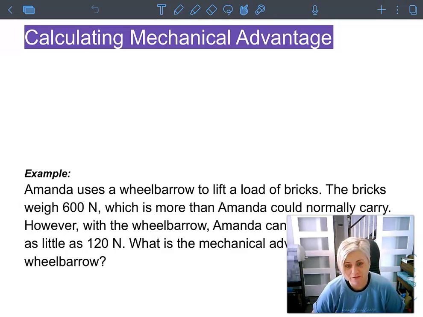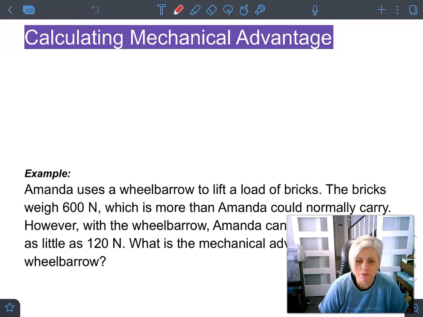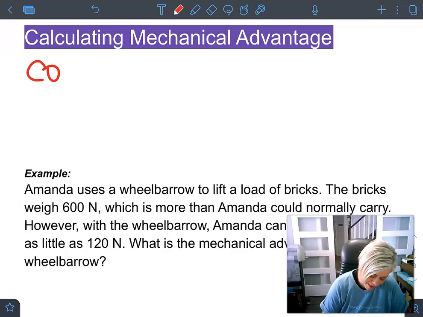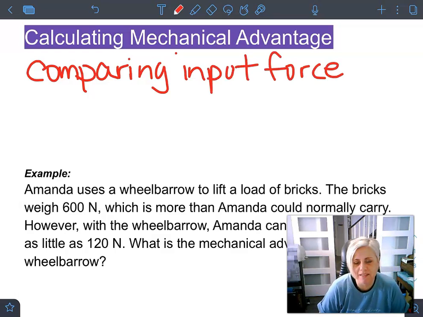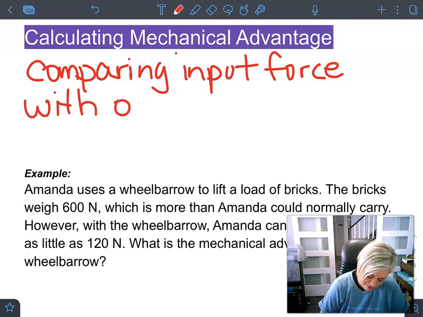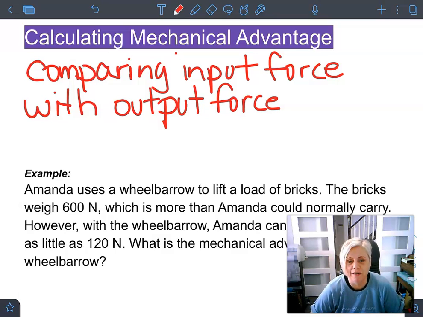Okay, so what is it first of all? Mechanical advantage is whenever you're comparing two forces. It's like a force ratio. We are always comparing the input force, which is done by the person that's using the machine, with the output force. And that's the force that the machine is able to generate.